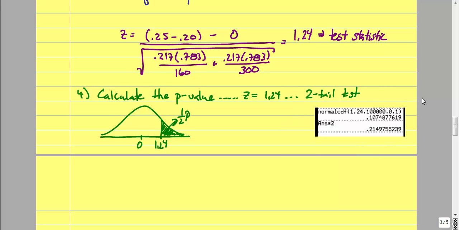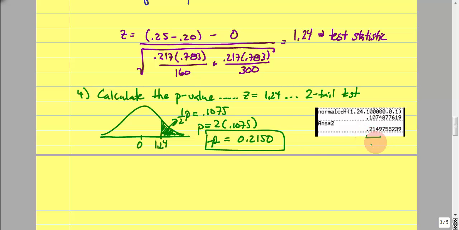Okay, so this p-value that we found here, and we can use our tables too, will be 0.1075, we'll say. And remember, we have to double it, so p equals 2 times 0.1075. So I get a p-value here of 0.2150 if we were to round that to 4 places. And I get the same thing here, so if I round here. Now again, you can use your tables as well.